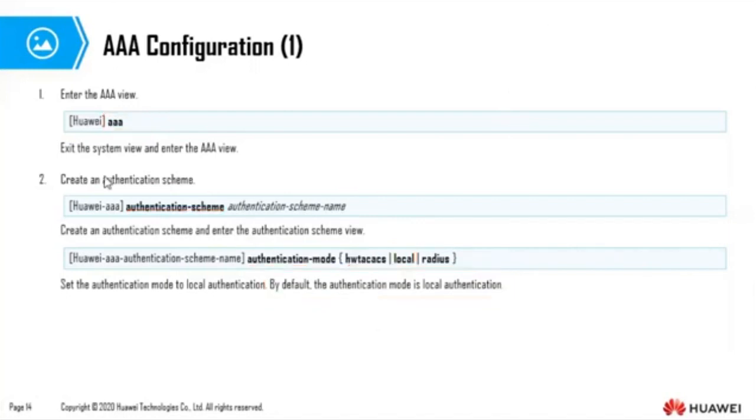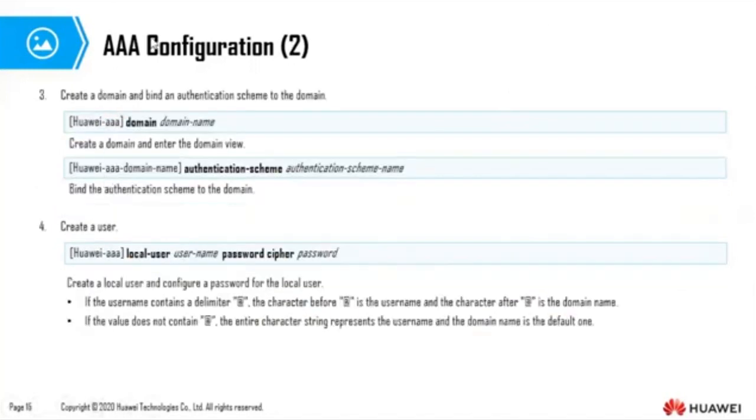Local authentication. Okay. So how to create a domain is also easy. You must be in the AAA view. Then you use the keyword domain, then you give it a domain name. For example, domain students. Now, in the domain view here, you have to specify the authentication scheme. So for example, authentication scheme students, the one that we created in the previous slide. So this will bind the authentication scheme to the domain.